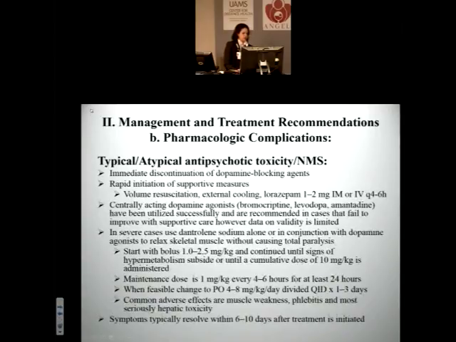In severe cases, the use of dantrolene is suggested alone or in conjunction with dopamine agonists to relax the skeletal muscle, with starting doses, maintenance doses, and so on, clearly defined in the guidelines. Symptoms of this usually resolve within 6 to 10 days, but the treatment needs to continue as long as the symptoms are present.